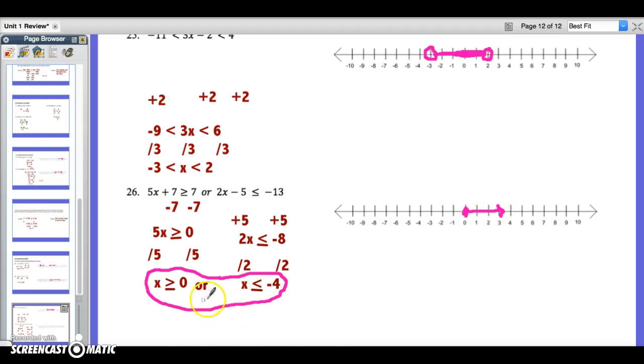Now the other option is or x is less than or equal to negative 4. Since it can be equal to, I'm going to put a filled in dot at negative 4. And then my arrow is going to point to things that are less than negative 4. And that would be a complete answer for this question.